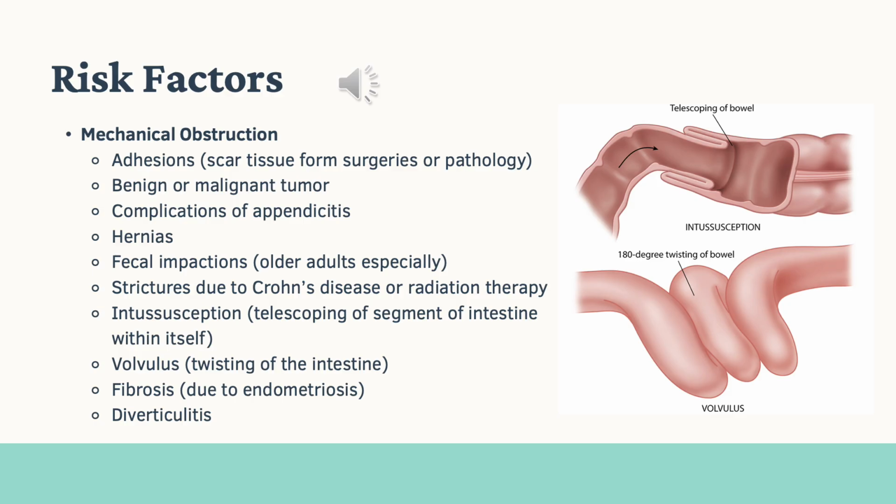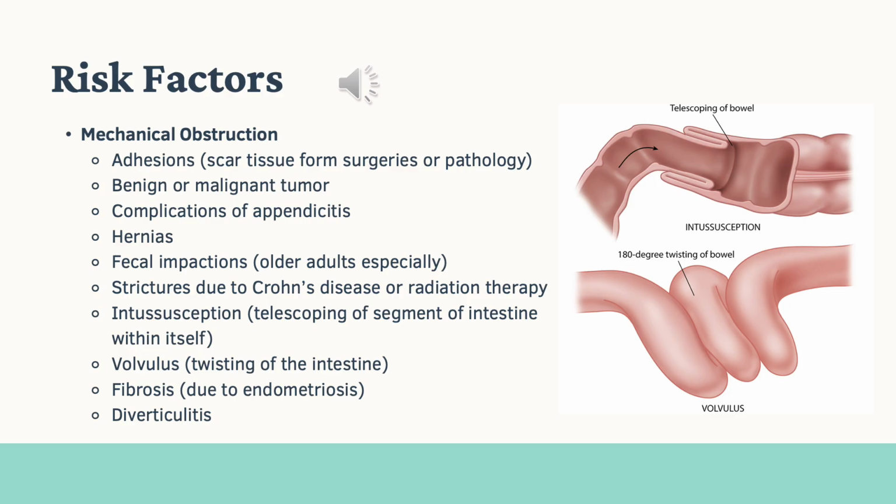So now let's go over some of the different risk factors that are associated with mechanical bowel obstructions. The most common causes of a mechanical obstruction include adhesions or scar tissues that are usually the result from previous surgeries or other pathologies. Another common cause is a benign or malignant tumor that can obstruct the bowel, especially in older adults. Other causes include complications from appendicitis, hernias, and fecal impactions, which are especially common in the older populations, due to their slower bowel motility and decreased hydration.